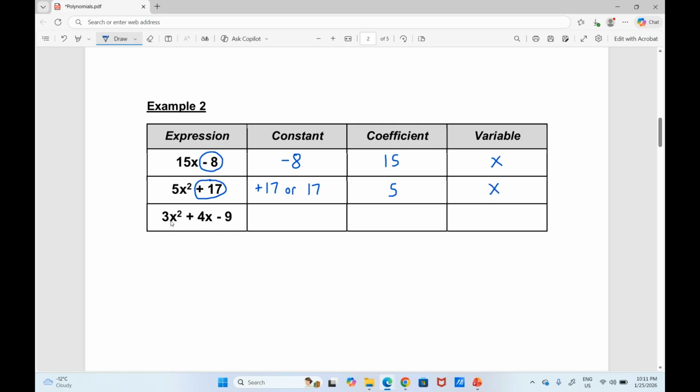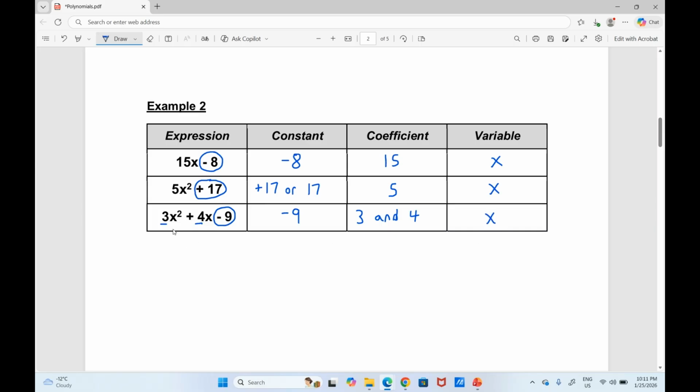And now here I have 3x squared plus 4x minus 9. Notice that my constant is going to be not 9, but negative 9 because of this negative sign here. Now my coefficients, I'm going to have 3 and 4 because I have it here and here. And my variable is just going to be x.